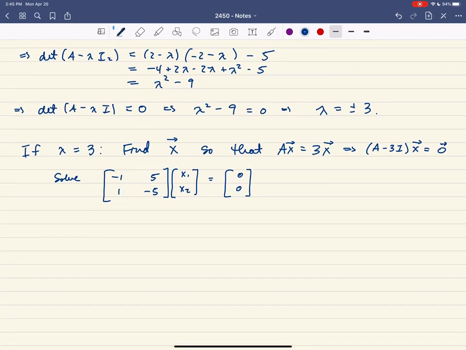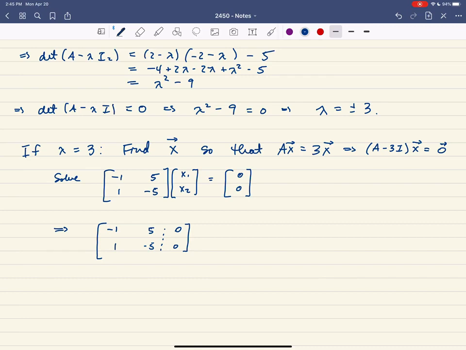And so we can do everything that we know here. And if you were to think about this as a matrix, what this really leads to is solving this augmented matrix, negative 1, 5, 1, negative 5, augmented with 0, 0, right? We introduced matrices at the beginning of the semester to help us facilitate the process of solving these systems of linear equations.